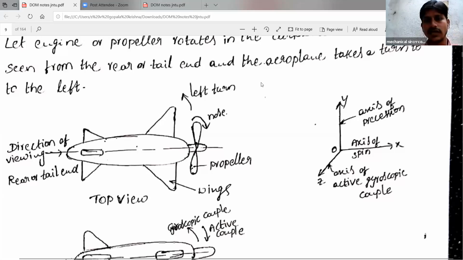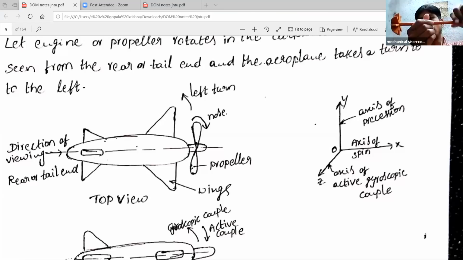That is the direction of rotation. The direction of rotation is taken to be this side, left clockwise direction, and the plane will take to the left turn. And we take the left turn.